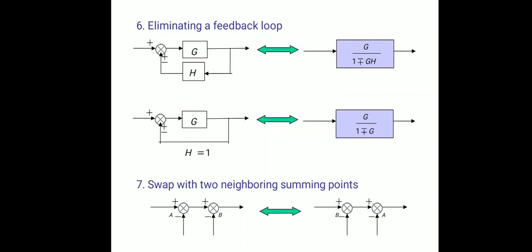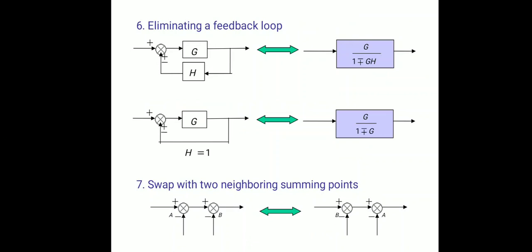In the next rule, we are reducing the feedback loop. This is the canonical form, or the simple closed loop system, with the forward gain G and the feedback gain H, with positive or negative feedback. That can be reduced by a simple formula, that is the transfer function of the closed loop system, G upon 1 plus G into H. The plus or minus in the denominator depends upon the type of feedback.